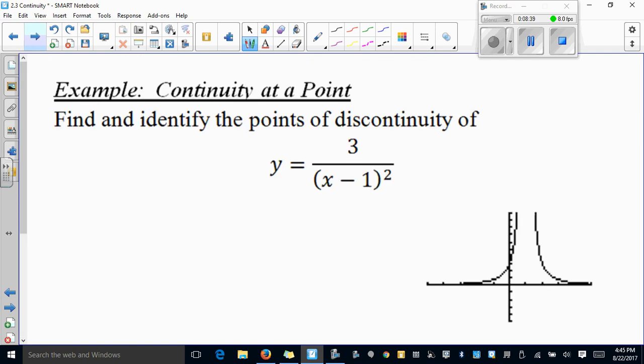So on this one, find and identify the points of discontinuity of this guy. Well, to find the point of discontinuity, we would do x minus 1 equals 0. So x equals 1. So our vertical asymptote is at x equals 1. I can draw it in there easily. Now, what's the type of discontinuity? The type would be infinite, because both sides are going off to infinity. But our point of discontinuity is at x equals 1.